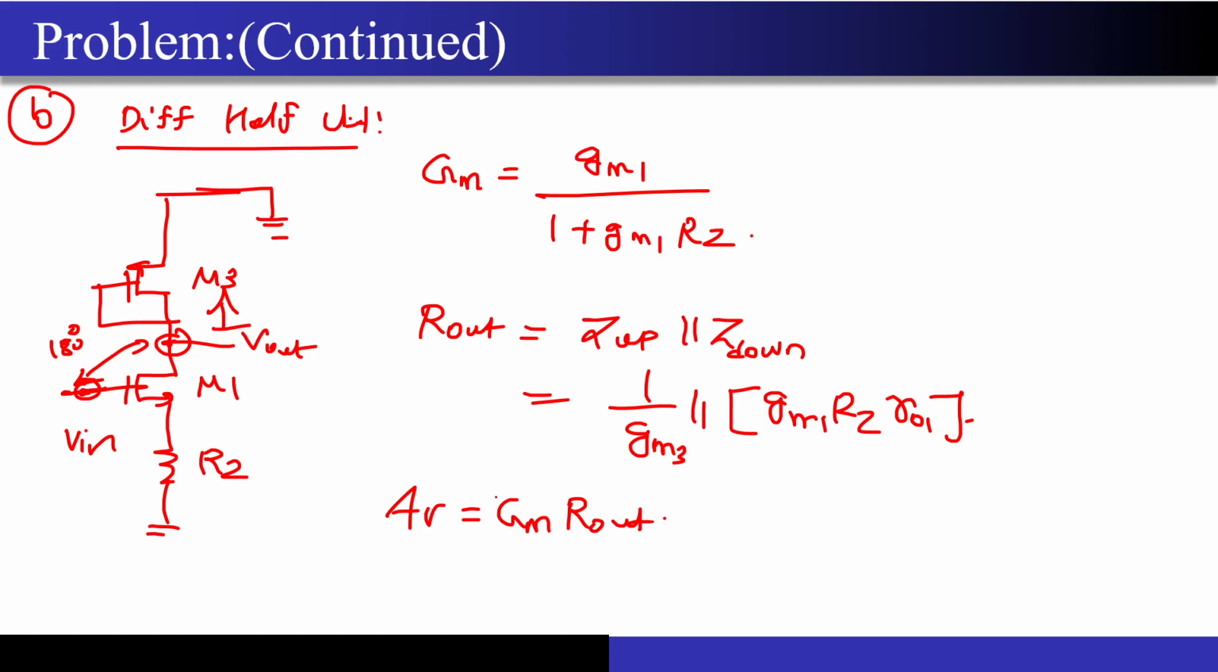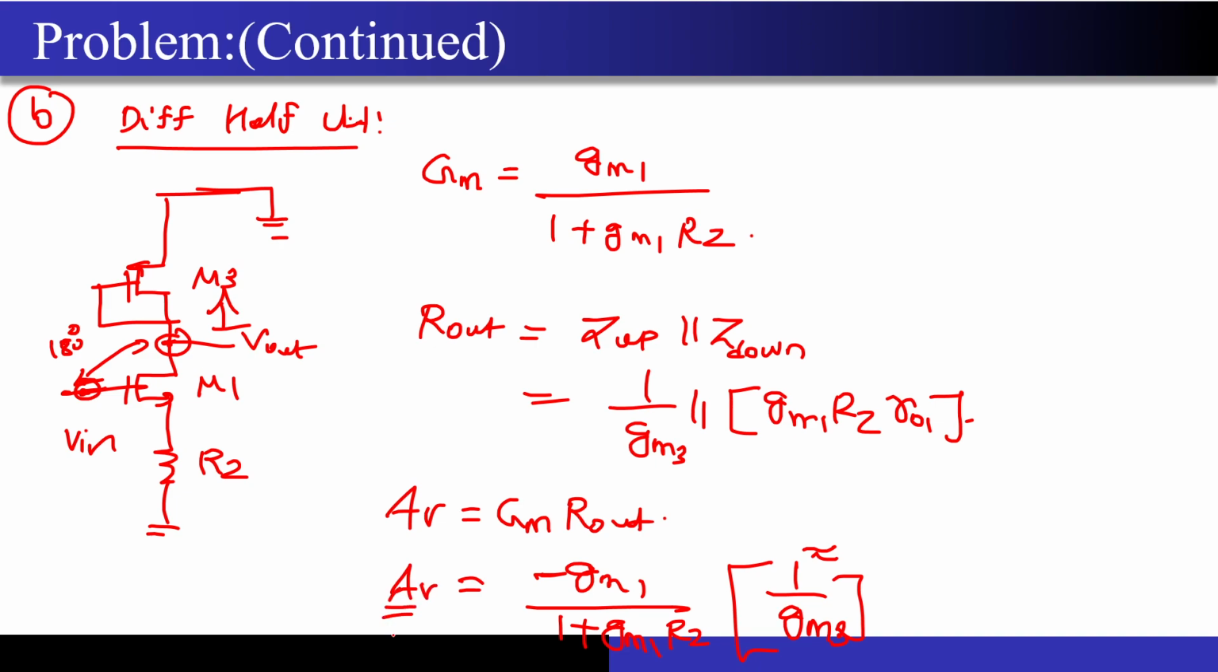So even if you ignore the signs in the final answer, your signs should be clear. This will be minus GM1 upon 1 plus GM1 times RZ into this impedance. I can approximately say it is 1 upon GM3 approximately. So this will be the final answer. This is the differential mode gain of this particular circuit. Now I have to do what? I have to draw a common mode half circuit as well.